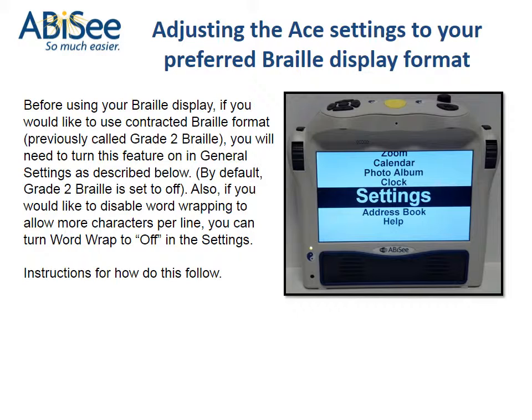Adjusting the Ace settings to your preferred braille display format. Before using your braille display, if you would like to use contracted braille format, previously called Grade 2 Braille, you will need to turn this feature on in General Settings as described below. By default, Grade 2 Braille is set to off. Also, if you would like to disable word wrapping to allow more characters per line, you can turn word wrap to off in the settings. Instructions for how to do this follow.